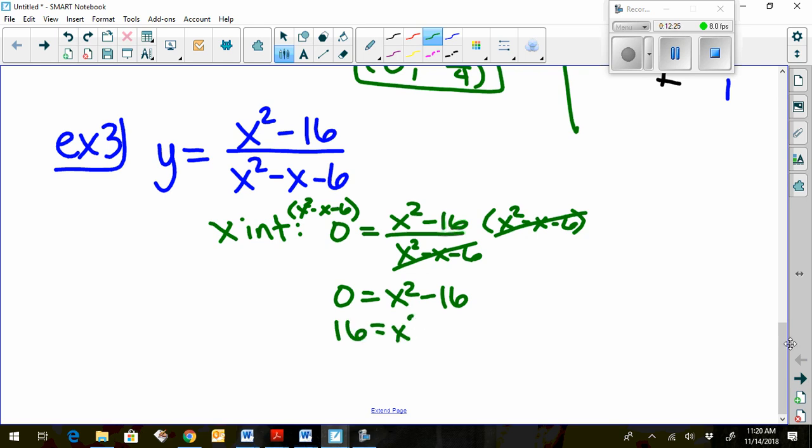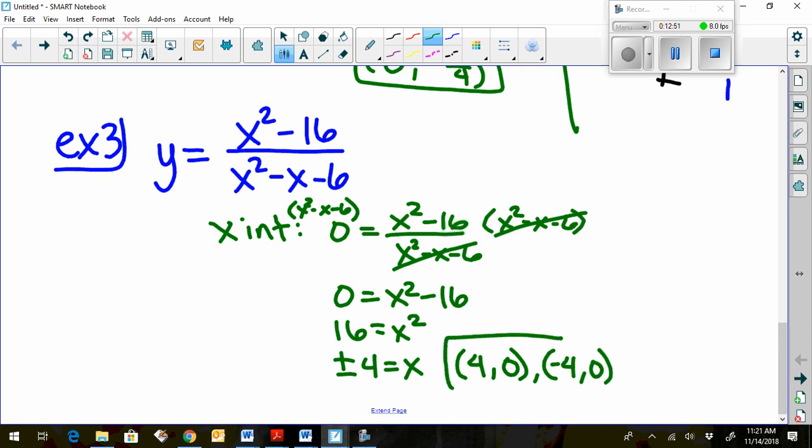And then I remember, all right, so I have x squared. I have to take the square root, which is the same as to the 1 over 2. And remember, when I take the root and it's an even root, then I have to add that plus or minus. So I get plus or minus 4, and I'm going to write both of these. So I have 4, 0, and -4, 0 as my x-intercepts. So there are 2 different x-intercepts.